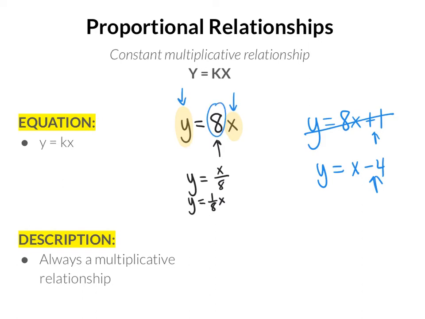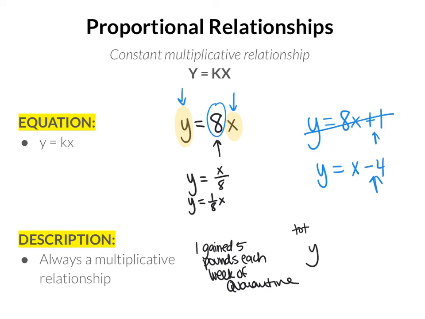All right, let's move on to a description. How about this one? I gained 5 pounds each week of quarantine. Is there a multiplicative relationship there? Honestly, for this, it kind of depends on what your x and y variables are going to be. So if y is the total that I've gained, and x is how many weeks there are, then yes, this is a multiplicative relationship because I would multiply a 5 by the number of weeks.